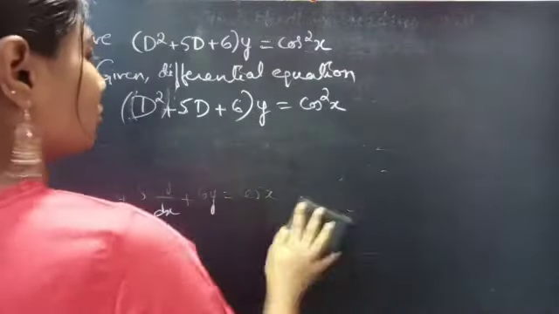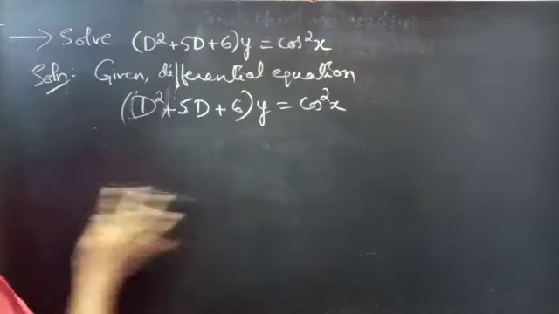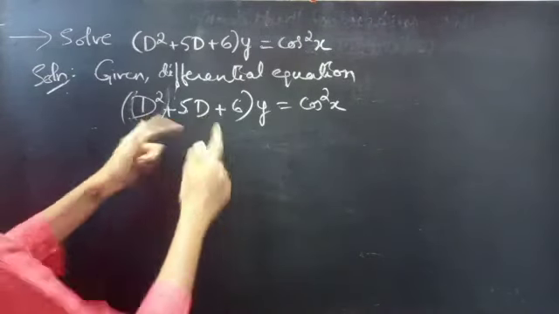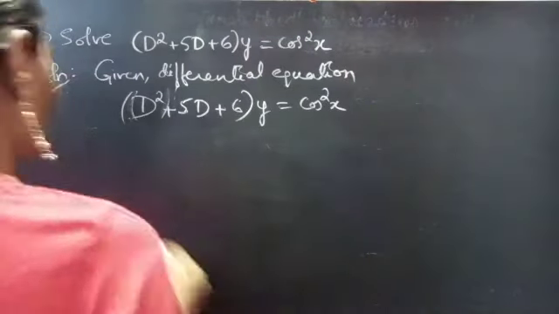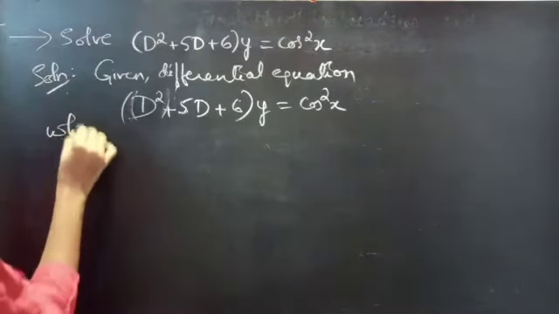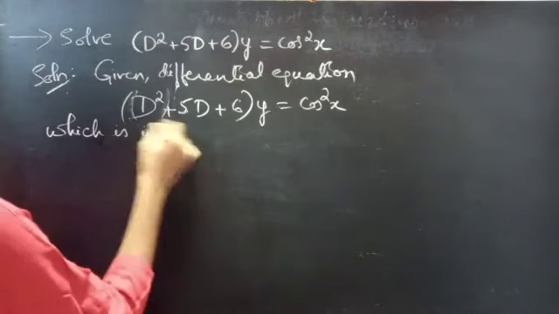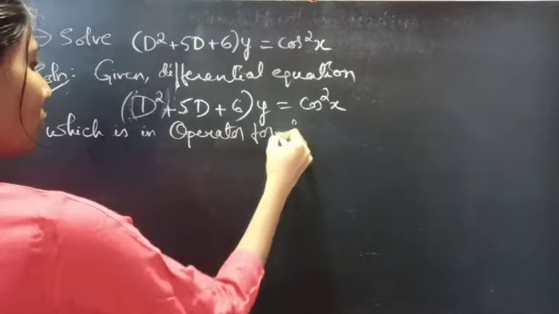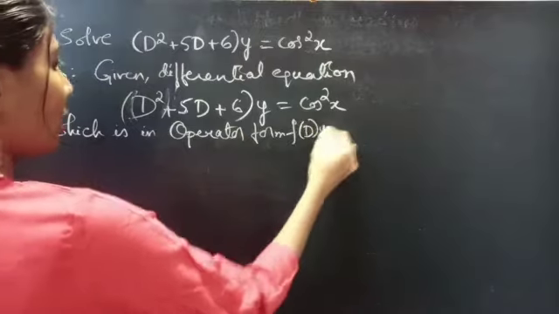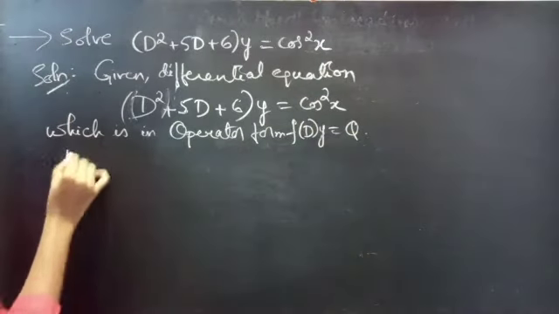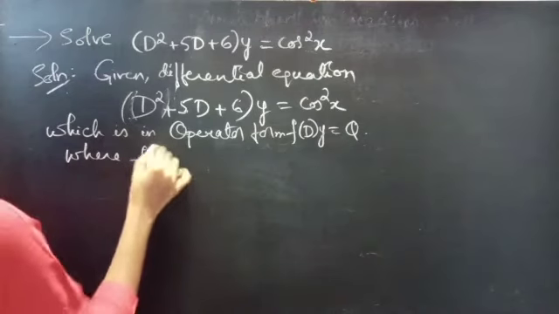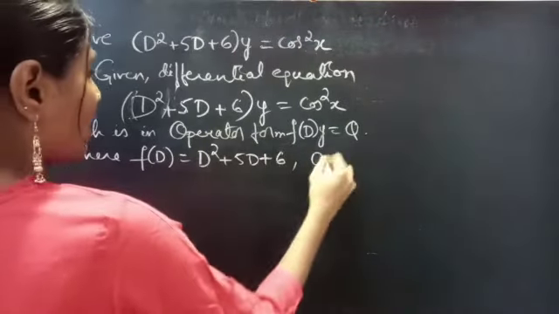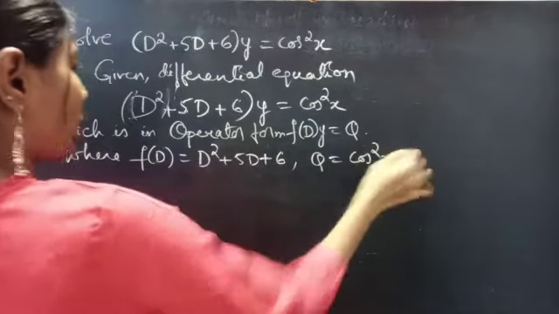So, we are given a differential equation which is in operator form, which is in form D, right? And it is of the form f of D into y equals Q, where f of D equals D square plus 5D plus 6 and Q equals cos square x.